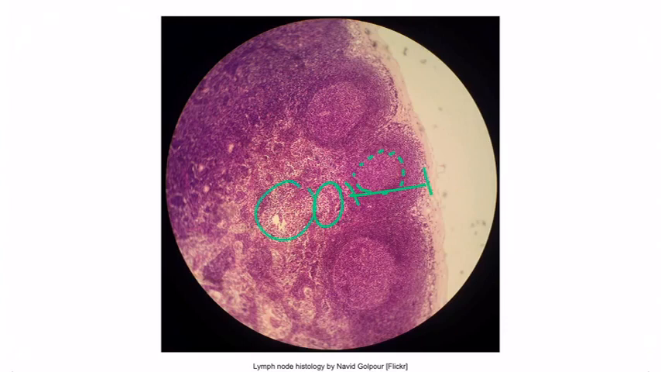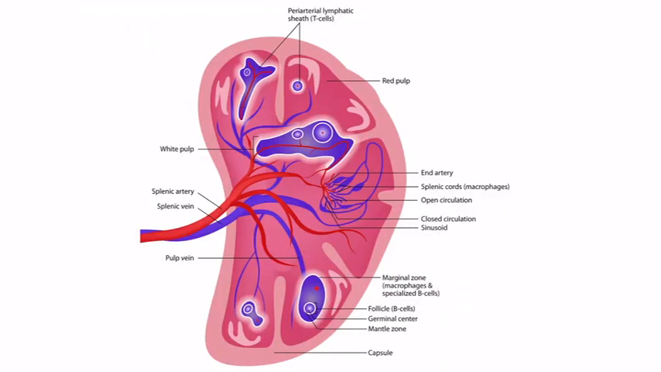All right, now that we've covered lymph nodes, let's move on to discuss the spleen. This is an image of a cross-section through the spleen. Notice that it's surrounded by a capsule, and its vascular supply includes the splenic artery and vein. There are two major regions of the spleen, including the red pulp and the white pulp.